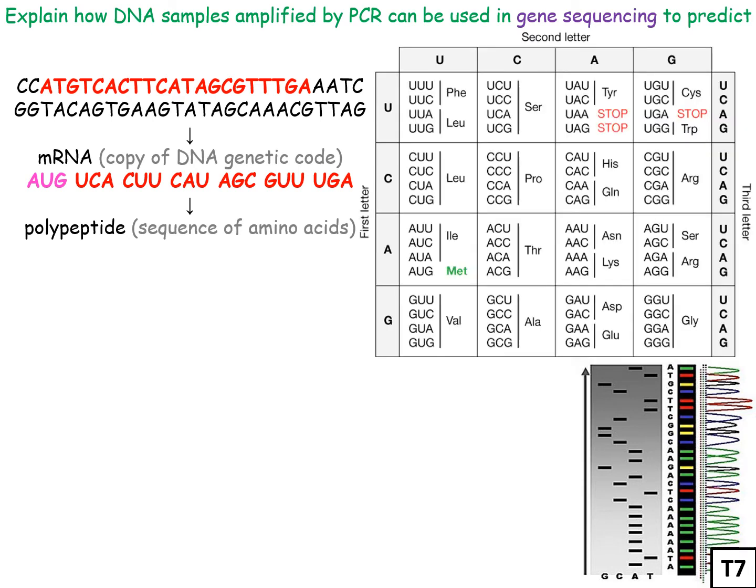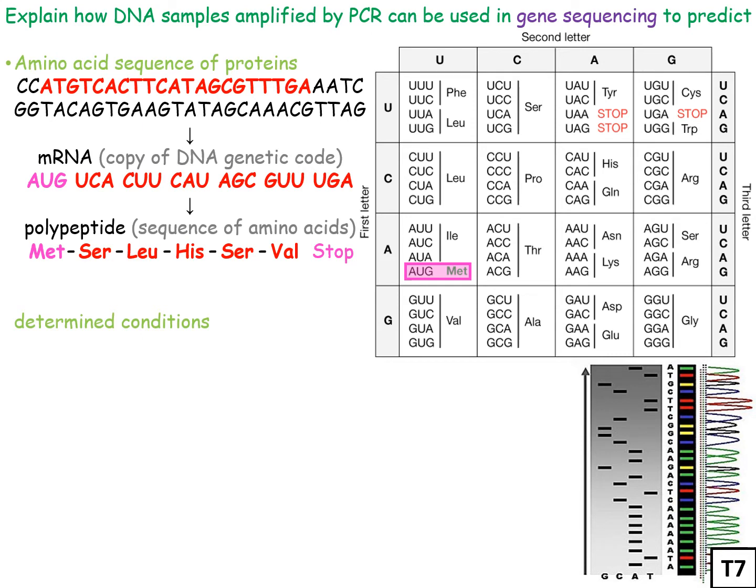We can see that AUG codes for the specific amino acid Met, and then each codon codes for other specific amino acids, which produce the sequence of amino acids until you reach the stop codon. This means that we now know the sequence of amino acids. So by amplifying DNA samples using PCR, we can use them in gene sequencing to predict the amino acid sequence of proteins.